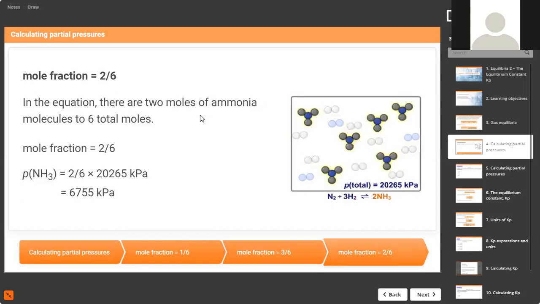And then finally, we want to work out our partial pressure of ammonia. So exactly the same, we've got 2 moles of ammonia, 6 moles in total, so 2 divided by 6. So we're going to do 2 divided by 6 times 20,265 kilopascals, which is our total pressure, and that will equal 6,755 kilopascals. So that is calculating our partial pressures.